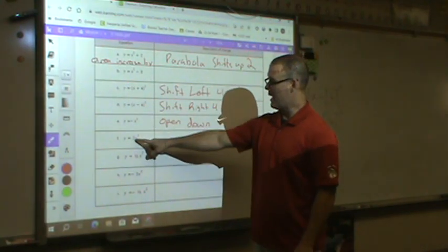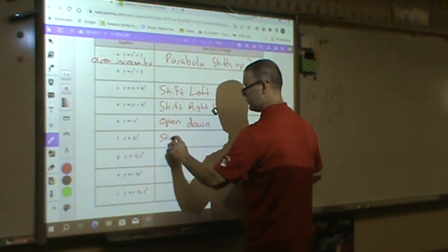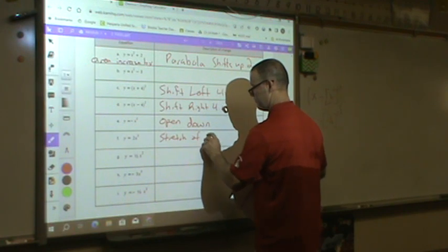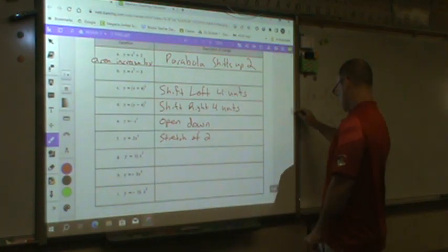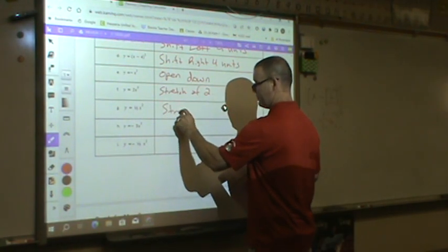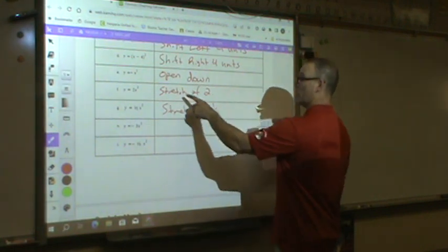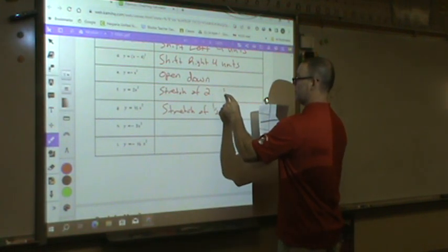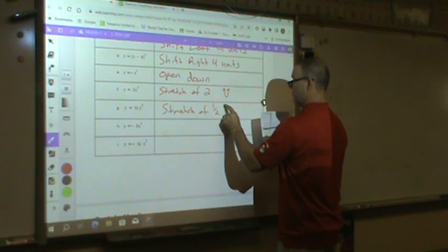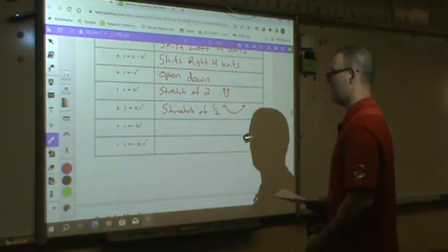Okay, what's going to happen in F? In F, it's going to be a stretch of 2. G is going to be a stretch of a half. Okay? In other words, what's it going to look like? It's going to look real skinny versus really wide. That's a different comparison right there.